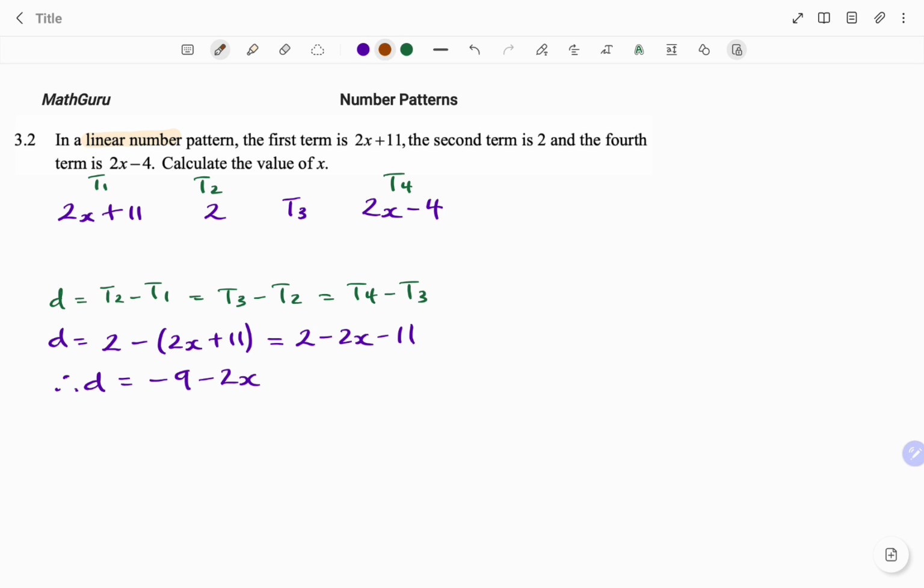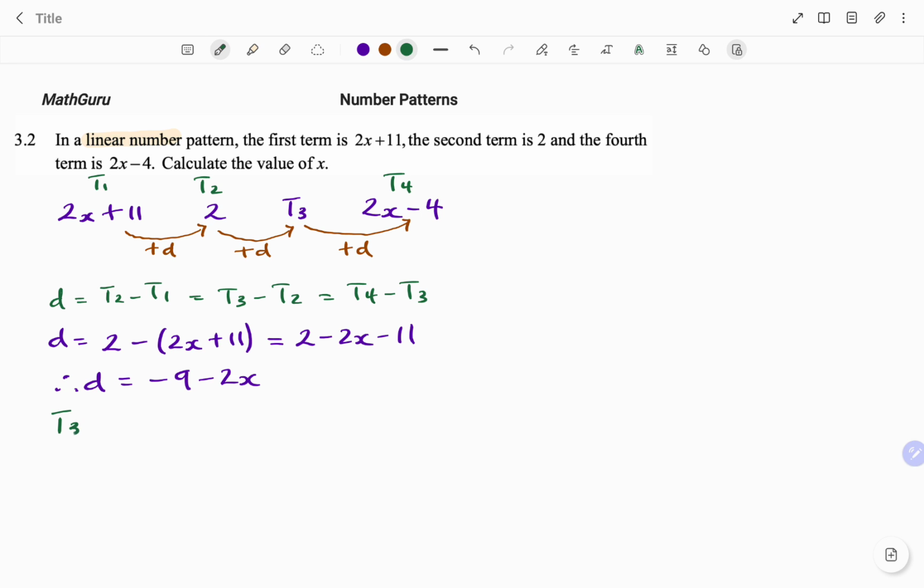Note that when you're working with linear patterns, the common difference gives you the value of the next term. So if I'm moving from t1 to t2, I'm going to add my d. If I'm moving from t2 to t3, I add my d. And likewise, if I'm moving from t3 to t4, I add my common difference. So what that means is I can get the value of t3 in two ways.